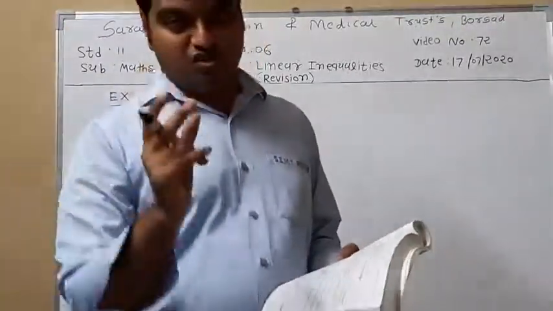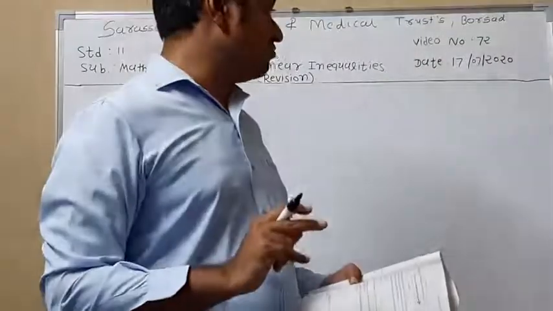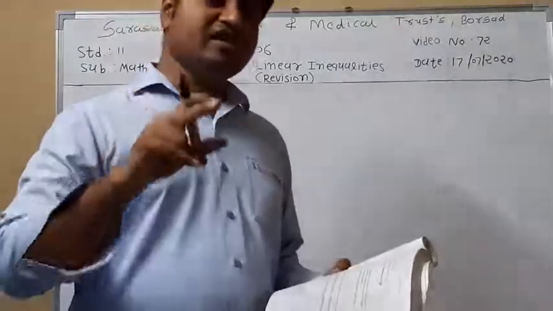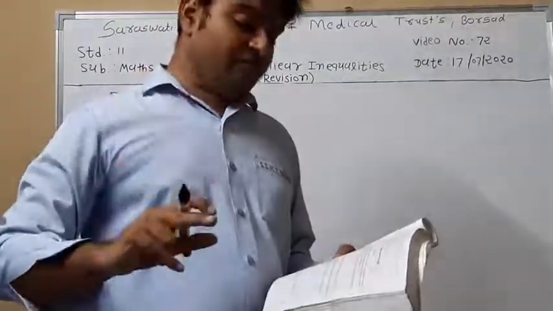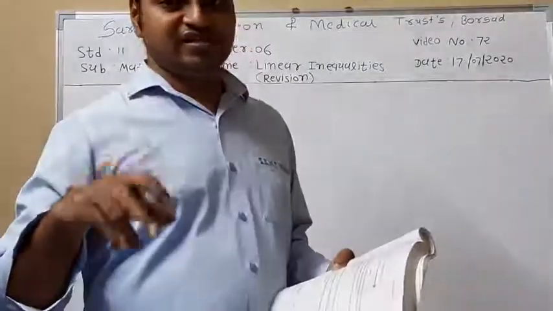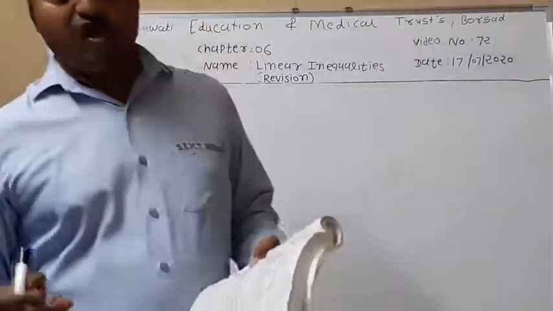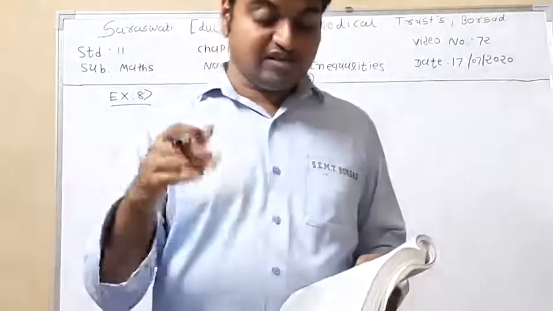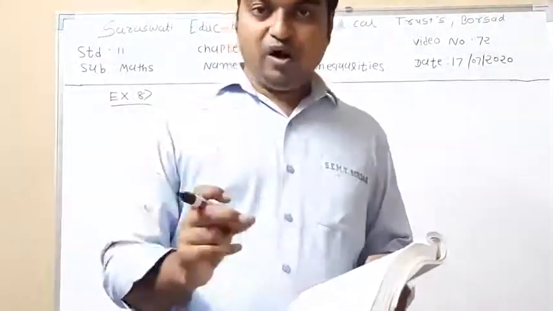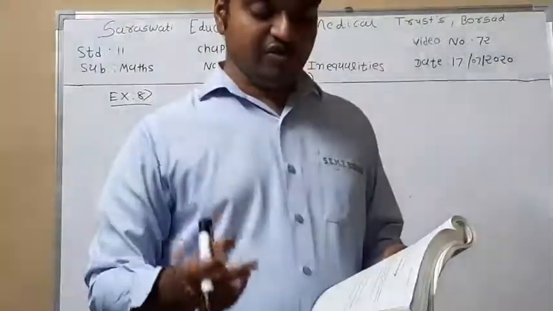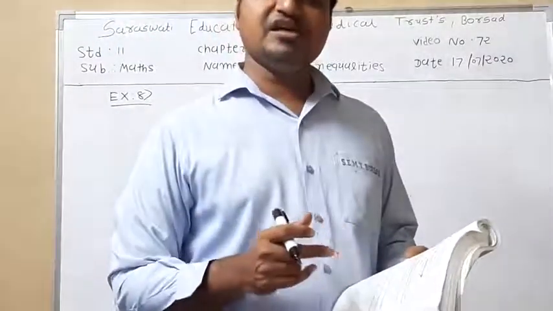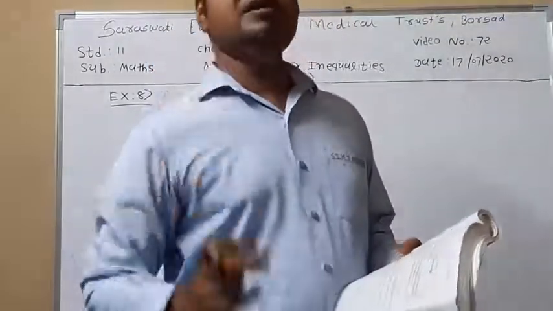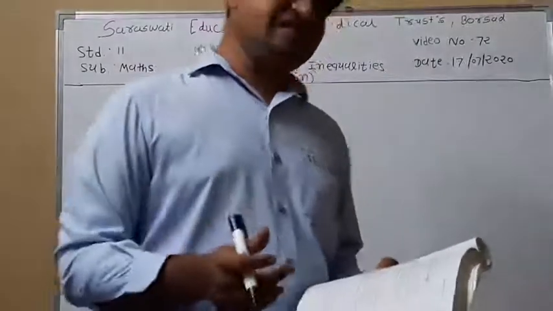Pair means two numbers, and consecutive odd natural numbers. So we can consider one smaller number x and another number x plus 2. Suppose if the question asked for even natural numbers instead of odd, we could again consider the same pair: the smallest number is x and the other number is x plus 2.